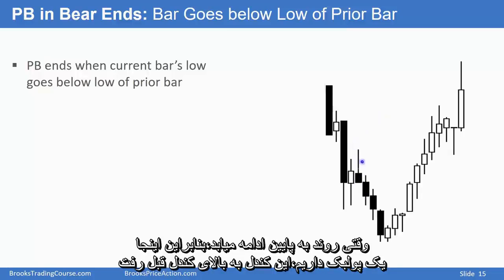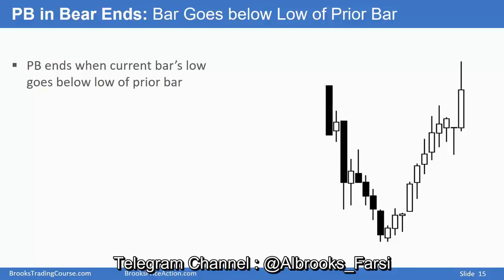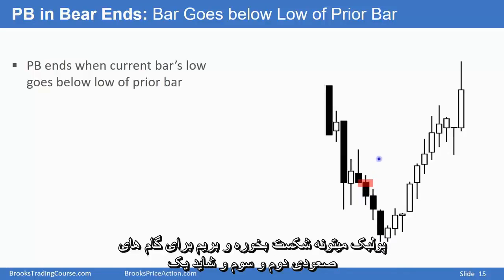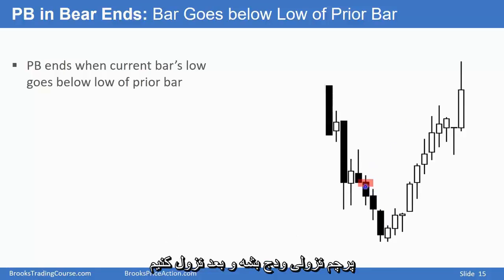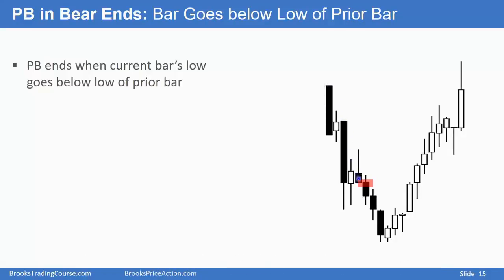So here we have a pullback. This bar went above that bar. This pullback ends as soon as a bar goes below the low of that bar. The pullback can fail, and we can go up for a second or a third leg and maybe form a wedge bear flag, and then resume down. But this is a reasonable short, especially with these 2 big bear bars. So a fairly strong bear trend. A lot of times, most of the time, the low one will be profitable.